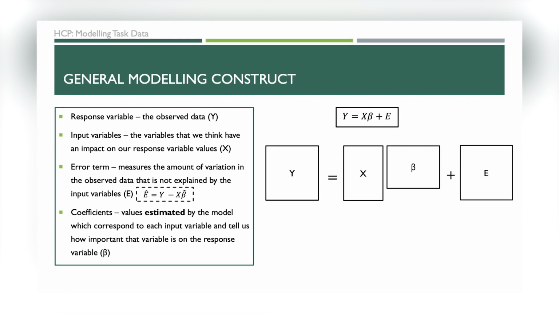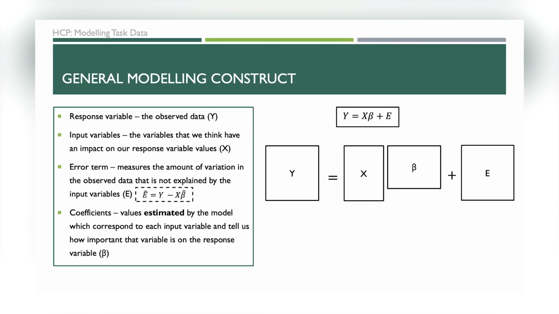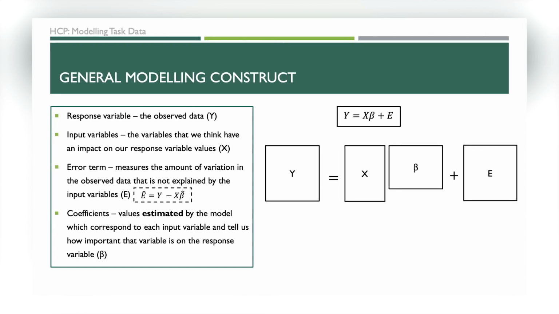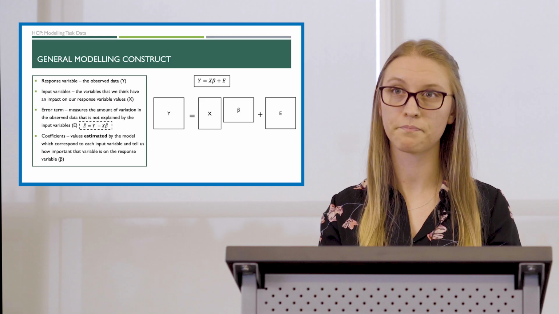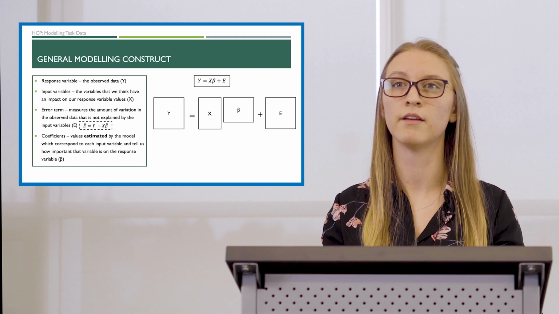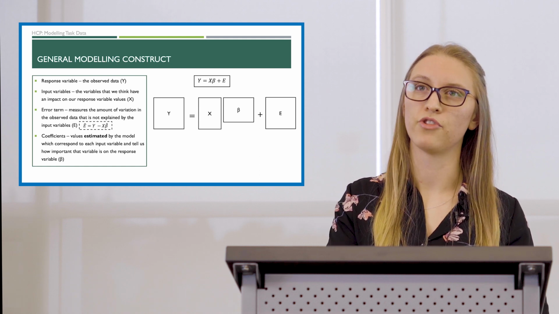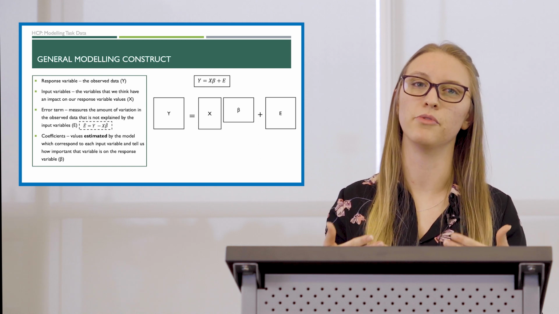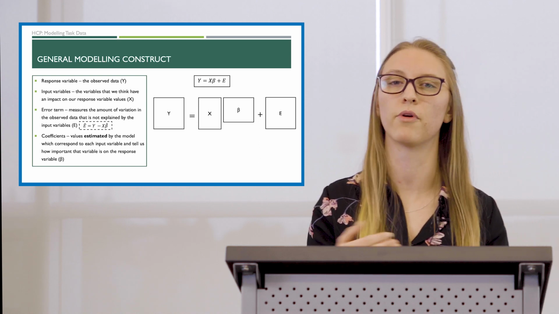And so I'm kind of talking about it from left to right on the equation. So y, x, and then beta. These are our values that are estimated by the model. And they, in fact, tell us which input variables we chose are important with respect to the response variable. So how important those values are.